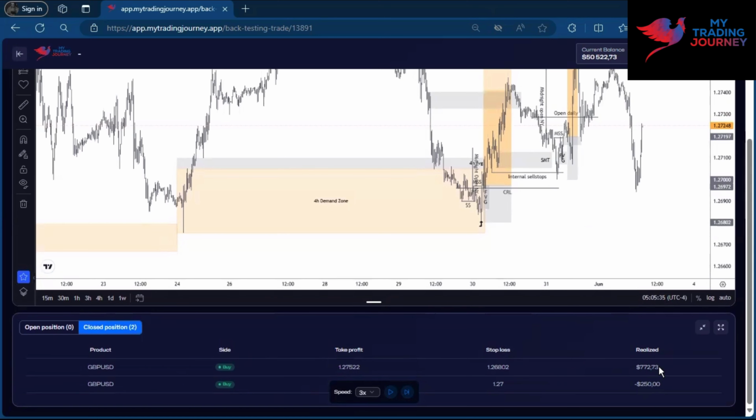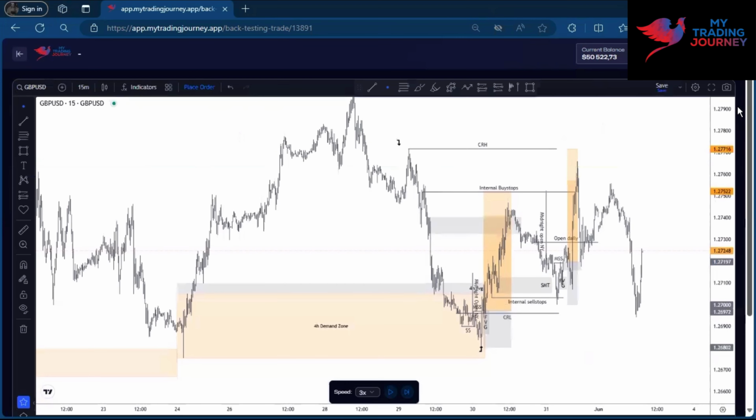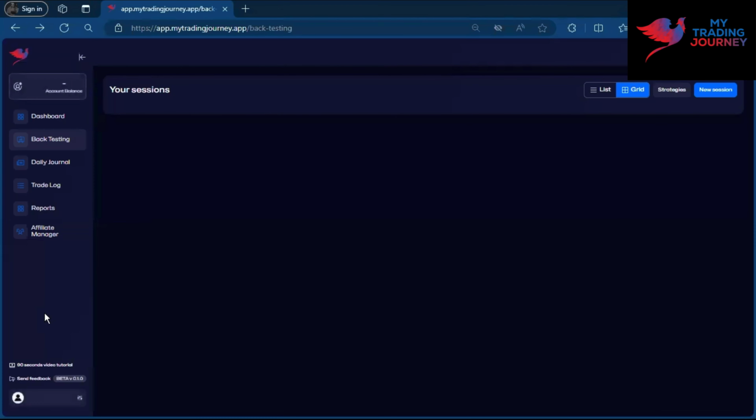It's showing me the trades that I took. The first trade that I took, it says that I managed to get $772, and the second one, which resulted in a loss of $250, which is 0.50% risk of a 50k account. Okay, let me just go back and show you guys exactly how it looks.